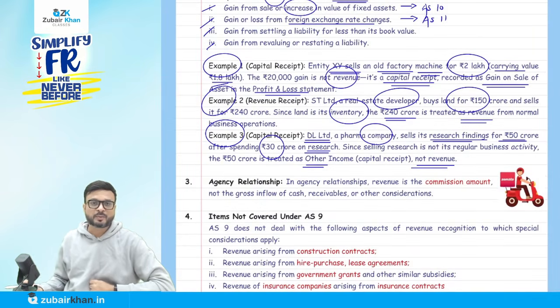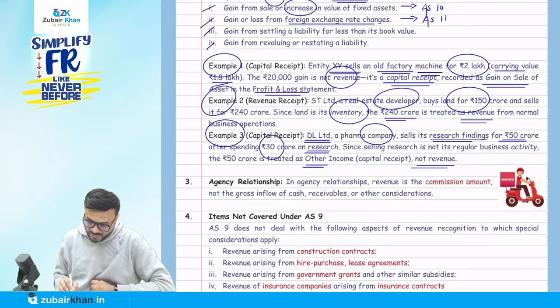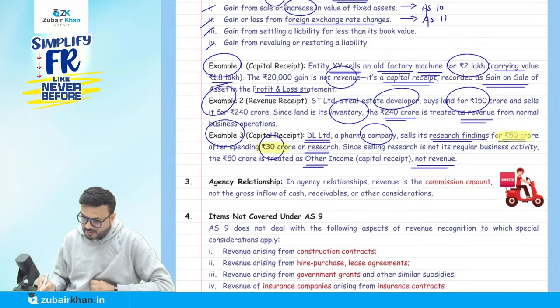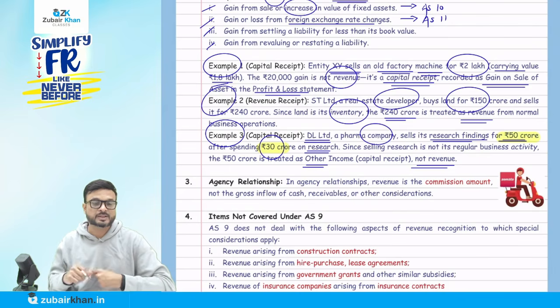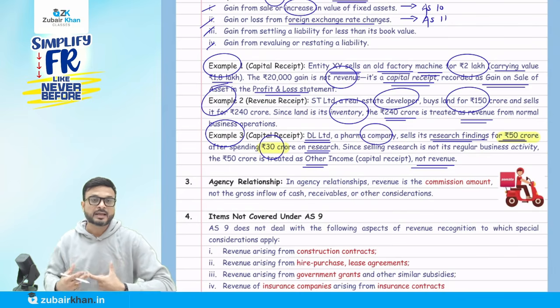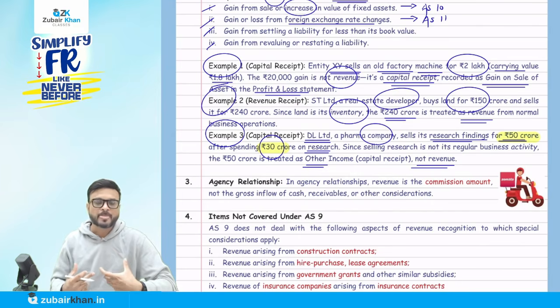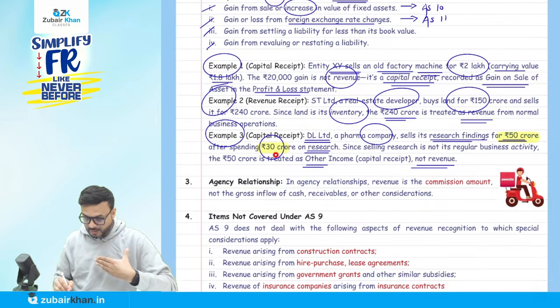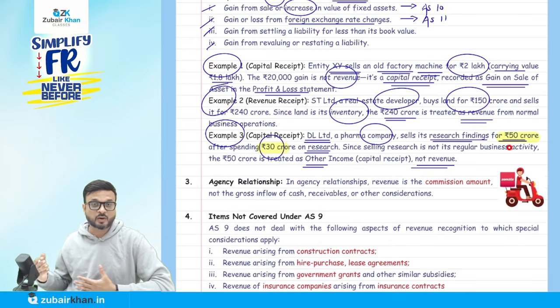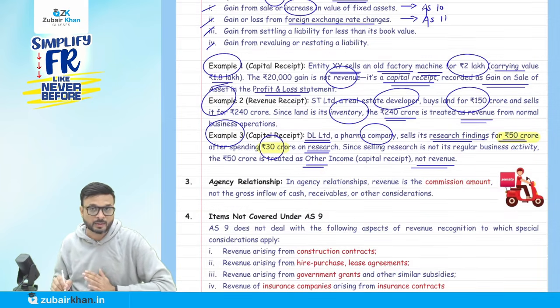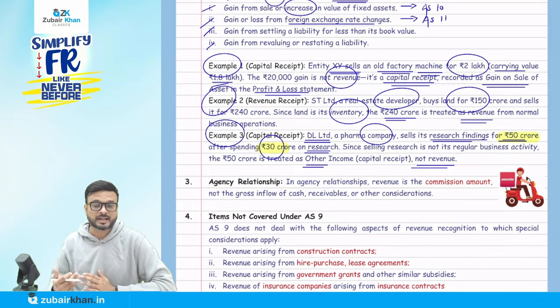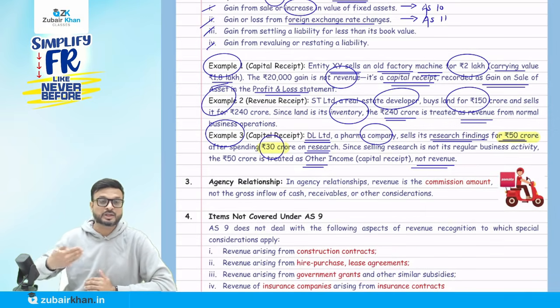Some of you may think, yes sir, if the cost was 30 crore and they sold at 50 crore, they made a profit of 20, so we are going to record 20. Don't worry, I will cover this in AS 26. When you do some research, the expenses incurred at the research stage are going to come in the P&L account only. So this 30 is going to come in the P&L account, and the 50 will be recorded as other income. They made income, there is no doubt about that, but it will not be covered under AS 9 because that is not their normal, regular nature of business.